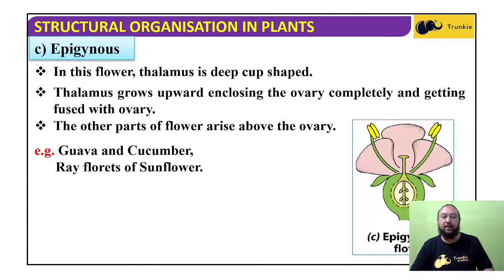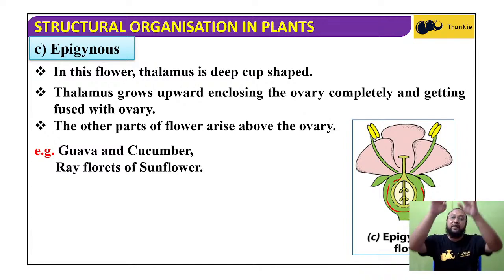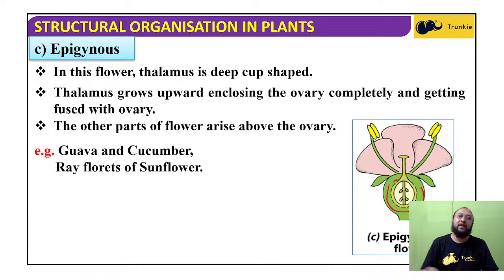An example is guava. Now you can see here the epigynous flower. The thalamus has formed a tube-like structure, or you can say a depression, and the gynoecium has gone deep inside the thalamus. The thalamus was flat in other cases; here it has become deep. In this tube-like depression, the ovary has gone in and grows inside that, while the other parts grow above. This is called the epigynous flower, and the ovary is called an inferior ovary. Examples are guava, cucumber, and ray florets of sunflower.